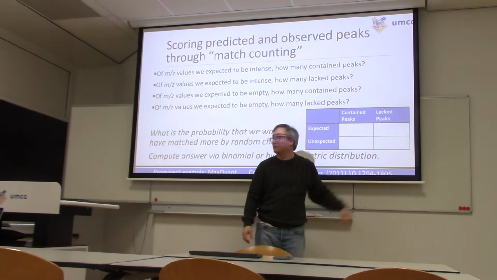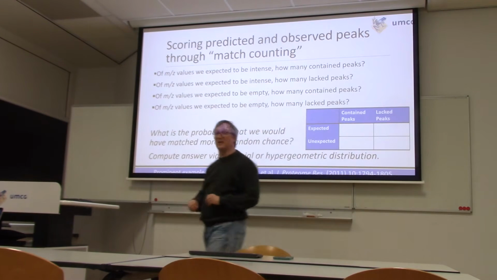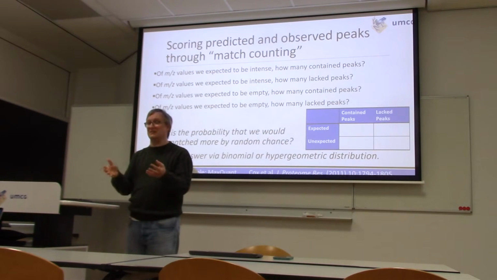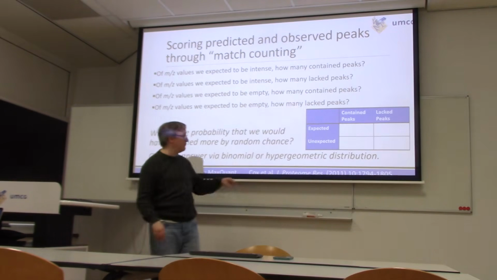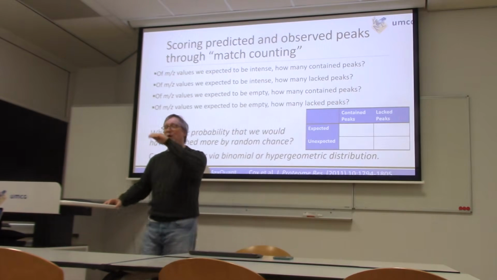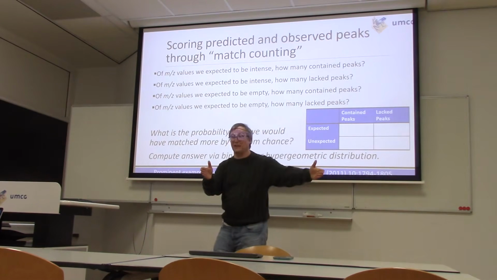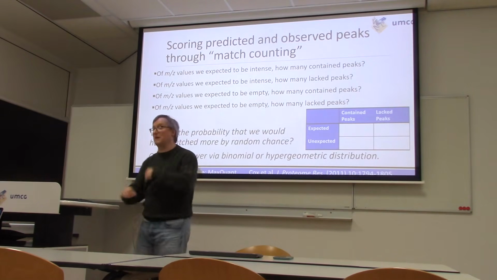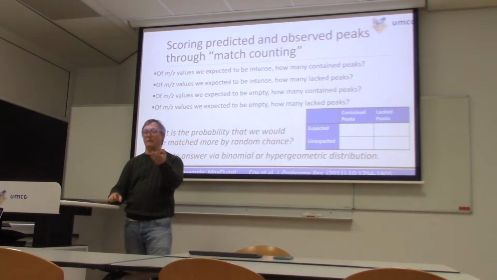Those 4 counts can then be plugged into the binomial or the hypergeometric distribution, and out pops a probability that says, how likely was this to occur by random chance? And I might want to think about how much probability was attributed to doing a match even better than this. I can add those values together and get a p-value. The probability that by random chance a match this good would have happened.